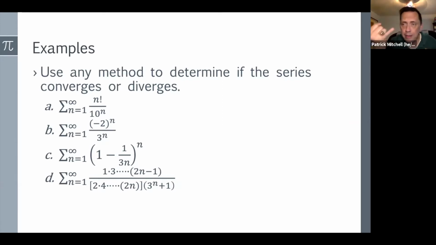So geometric, telescoping, nth term test, integral test, right? Comparison test. I was trying to think of the other one. Okay. Or, of course, the ratio and root test. All right. So I'm going to talk a little bit about what is it about this particular series that's making me use this test, because that's one of the biggest struggles people have with series.